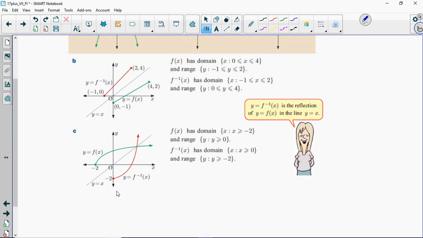The domain of the original appears to be from -2 all the way to infinity, or just x greater than or equal to -2, and that's the range of the inverse, y greater than or equal to -2. The range of the original appears to be y greater than or equal to 0 because it's increasing. Therefore, the domain of the inverse is x greater than or equal to 0.